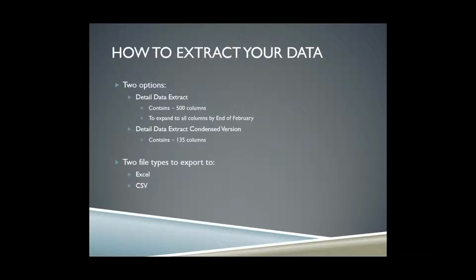It's recommended that you start with the condensed version to get comfortable with what the data is. In terms of actually getting the data out, when we initially opened up the detailed data extract, it was targeted only as an Excel download. We've expanded that to allow for CSV download, and I'll talk about why in a second. But there are two ways of getting that data out of there.